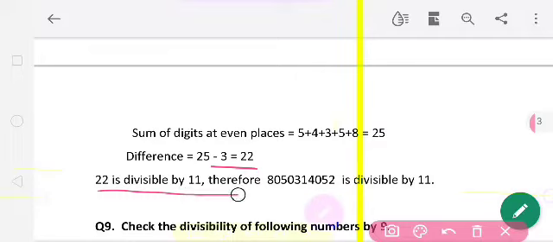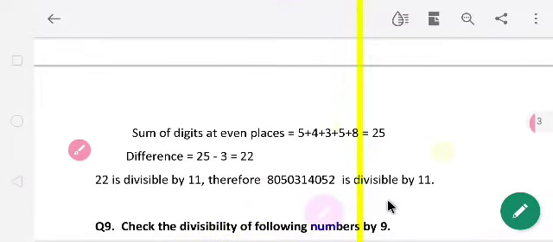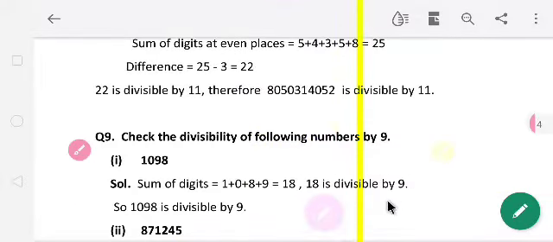And 22 is divisible by 11. Therefore, the given number is also divisible by 11. Now question number 9. Check the divisibility of the following numbers by 9. And we have seen that for 9, we have to find the sum of the digits of the given number. If the sum of digits is divisible by 9, then we can say that the number is also divisible.